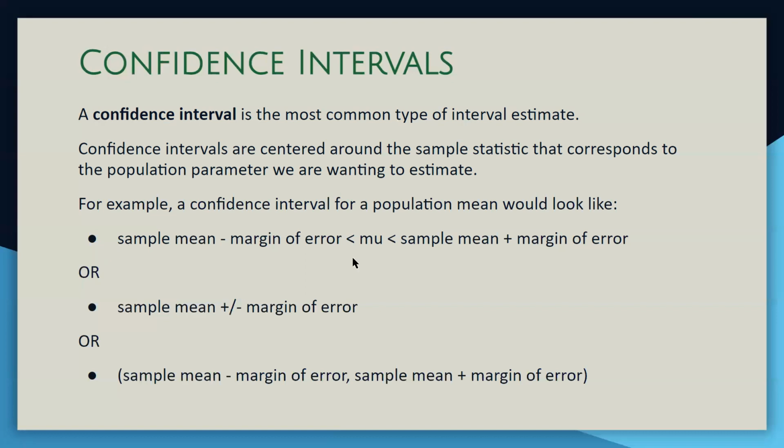The lower bound is less than the population parameter is less than the upper bound, because that's how I learned how to do it when I took statistics. And so that's kind of the default in my brain. But any of these three notations means the same thing, and I don't have a preference for what you use. Any of these three notations is okay. I'm expecting most of you are probably going to use the last just because that's what your calculator is going to default to.